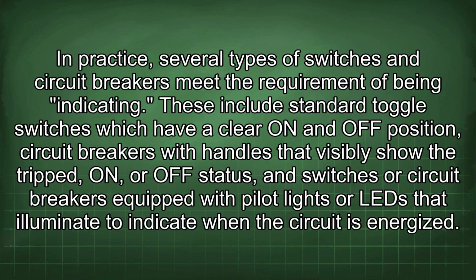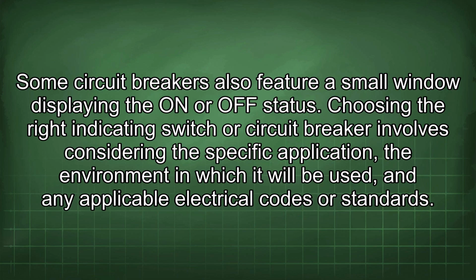In practice, several types of switches and circuit breakers meet the requirement of being indicating. These include standard toggle switches which have a clear on and off position, circuit breakers with handles that visibly show the tripped, on, or off status, and switches or circuit breakers equipped with pilot lights or LED that illuminate to indicate when the circuit is energized. Some circuit breakers also feature a small window displaying the on or off status.